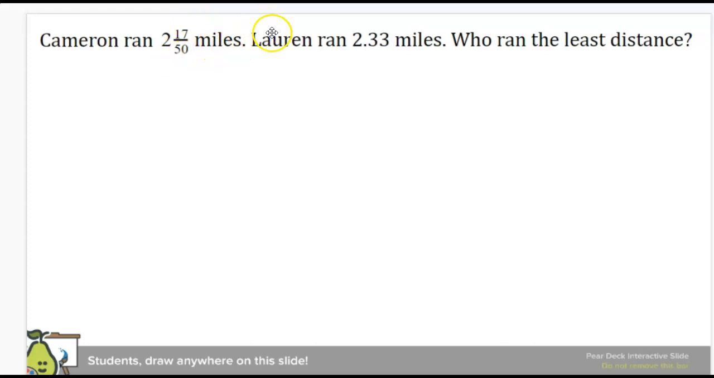Okay, so on the next slide, we have Cameron ran 2 17/50 miles. Lauren ran 2 33/100 miles. So who ran the least? Now, if you remember, the word least just means the smallest. So the smallest amount. Okay, so the problem is we have a fraction and we have a decimal, which means that we need to change this fraction into a decimal so that we can compare.